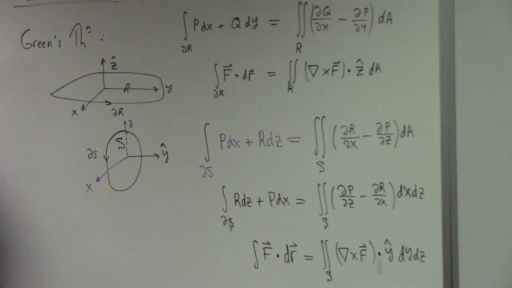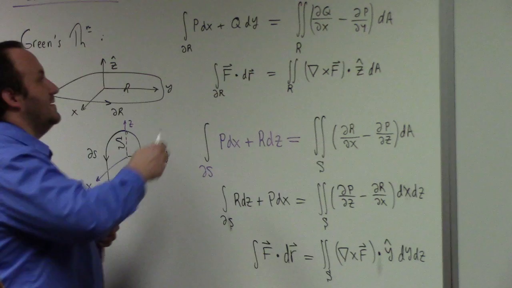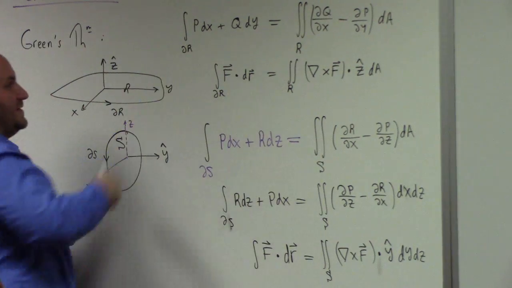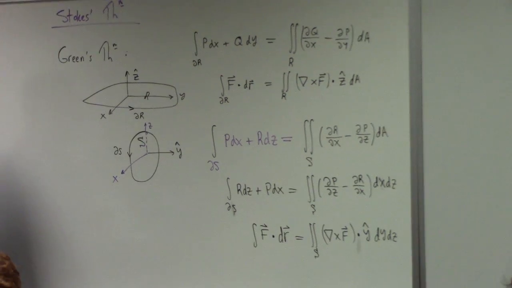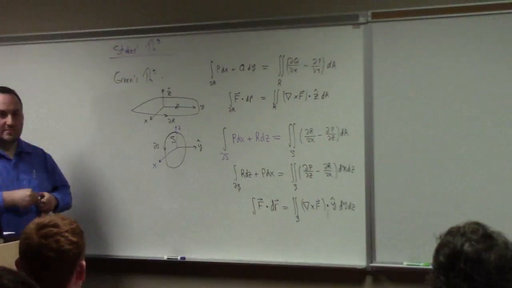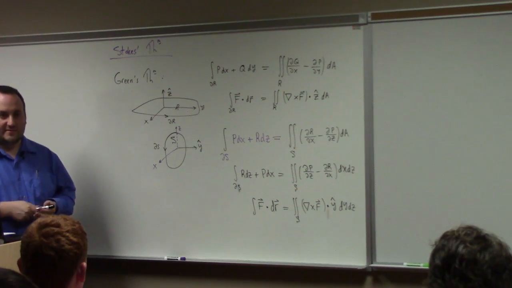I mean, if F also had a Z component, like if there was an R component in the first one, or if there was a Q component, so to speak, in the second one, it wouldn't change these, as it happens. So if you look at Green's theorem, you can see evidence that there's some deeper theorem here about the curl. That's Stokes' theorem.